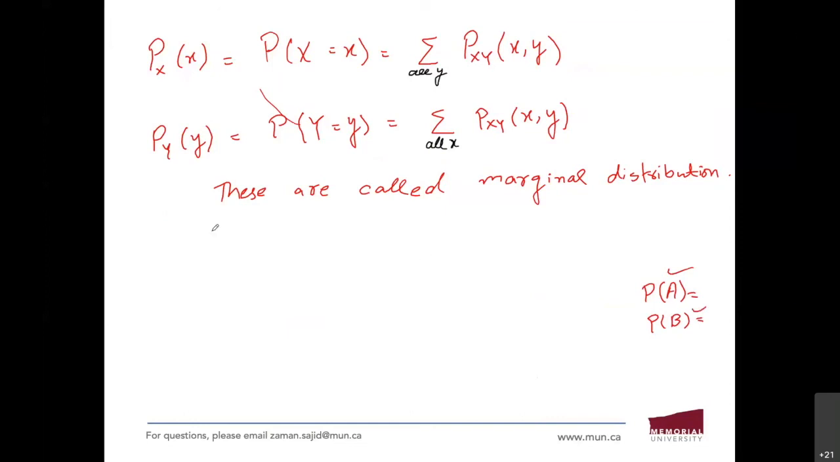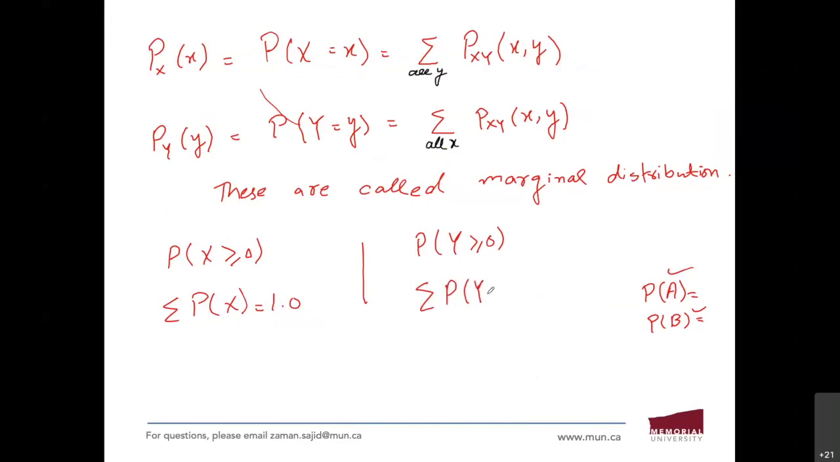Now the same rules apply for the marginal probability distribution: your probability values of x will always be greater than or equal to 0, and the sum of all the probabilities of x will be equal to 1. Similarly, the probabilities of y will always be greater than or equal to 0, and the sum of all your probabilities of y should be equal to 1.